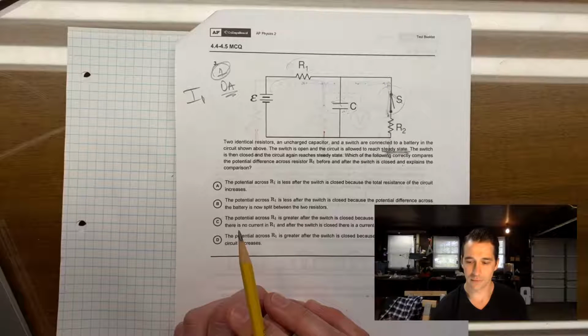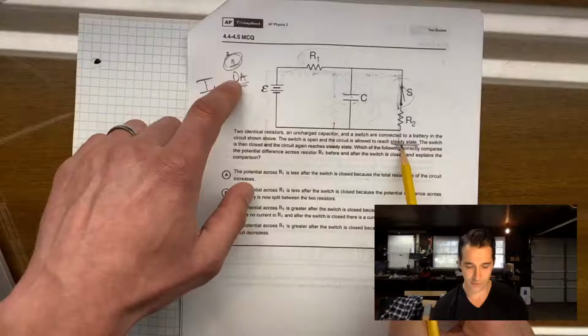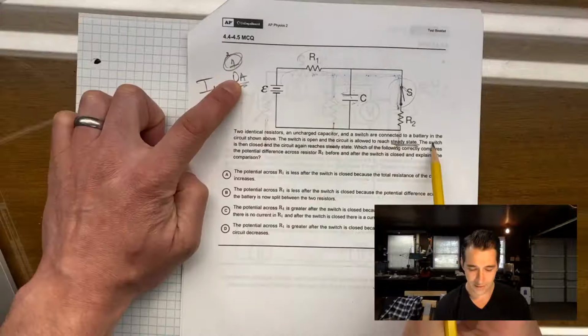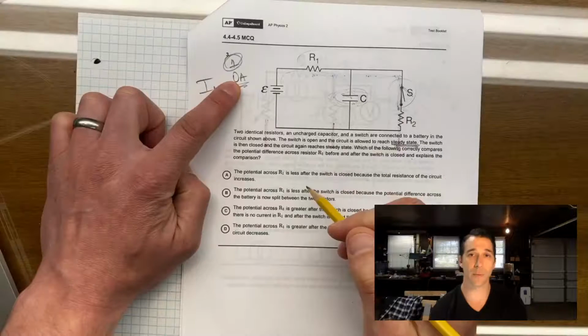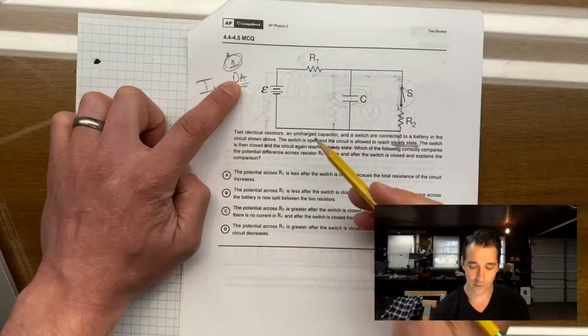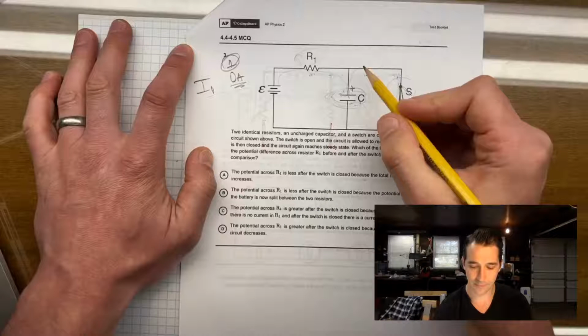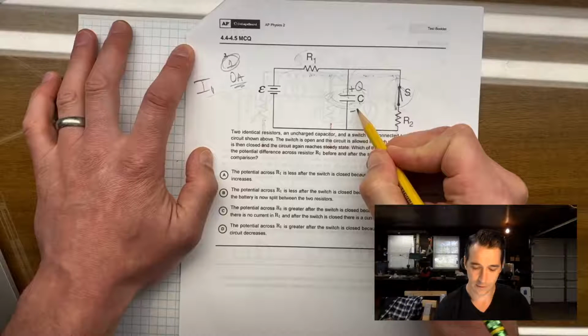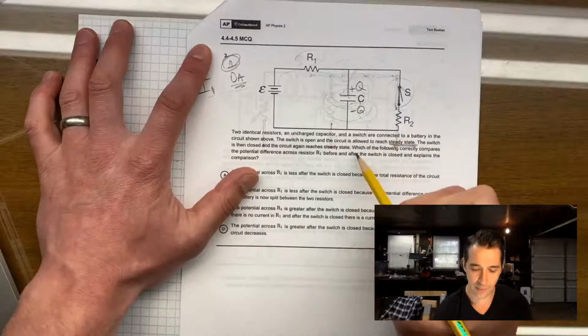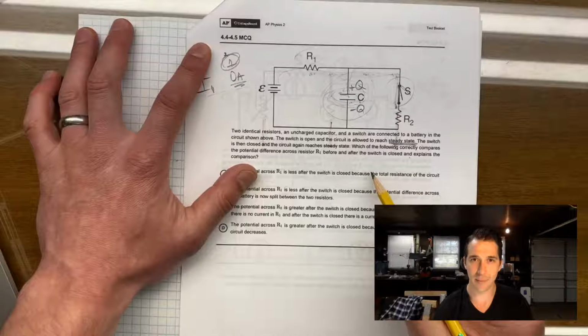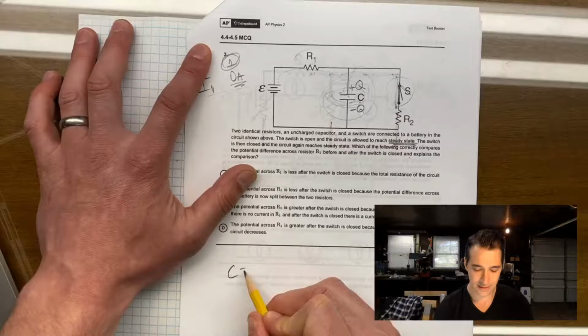Uh-oh, we got an alarm going off, which means we have no more current. Then the switch is closed. So the capacitor is fully charged when we close our switch. Okay, then what? Positive Q, negative Q on this side. We're fully charged. If we know anything about capacitance, remember that our capacitance equals Q over V.